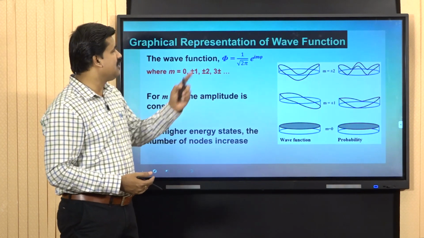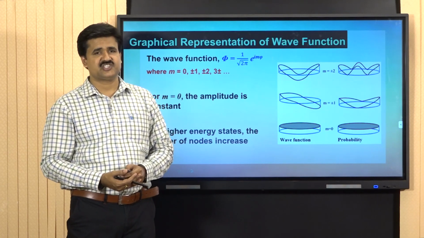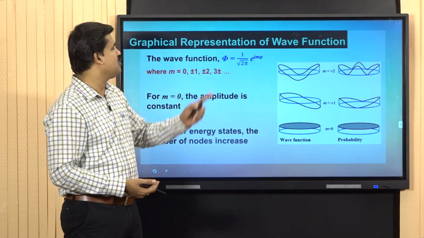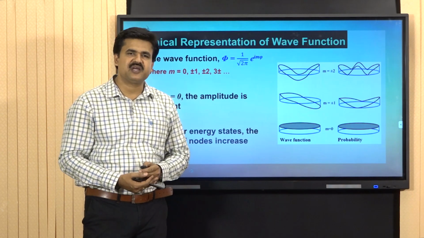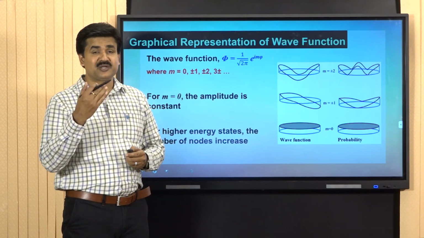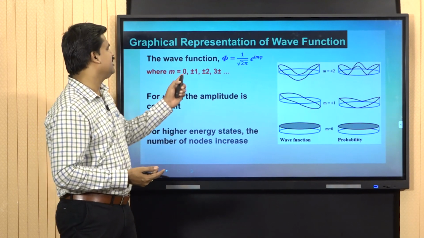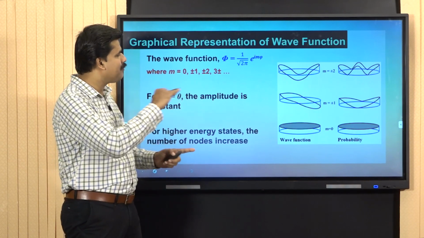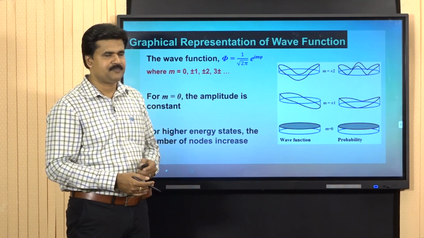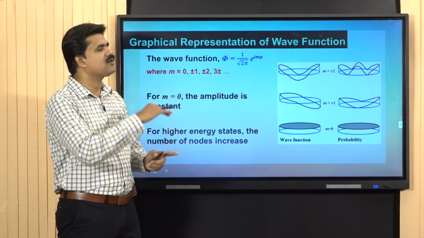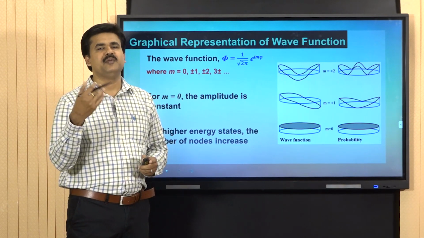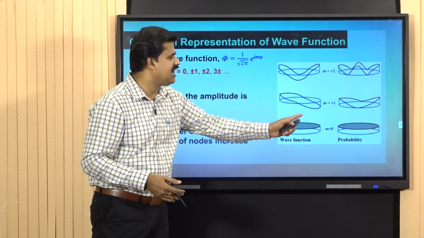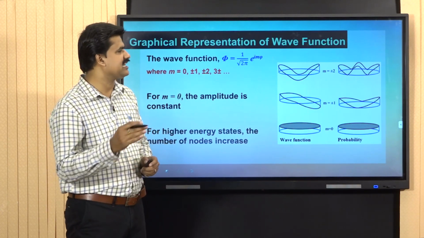Now, the graphical representation of the wave function. We have the wave function for a particle in a ring problem as phi is equal to 1 by root of 2 pi into e raised to im phi, where 1 by root of 2 pi is known as the normalization constant. Here, m is equal to 0, plus or minus 1, plus or minus 2, etc. If m is equal to 0, the amplitude is constant, that is, the height is constant. And for higher energy states, the number of nodes increases. A node is the region where the probability of finding the electron is equal to 0.